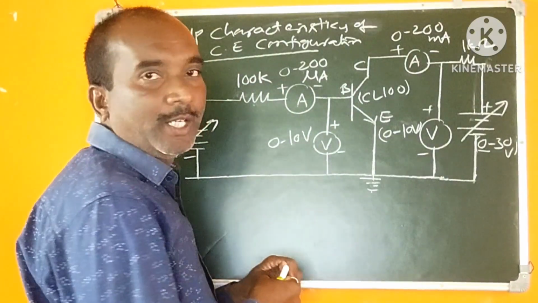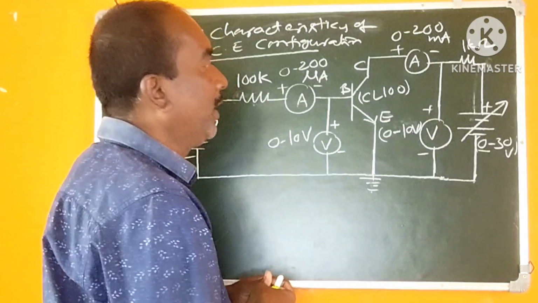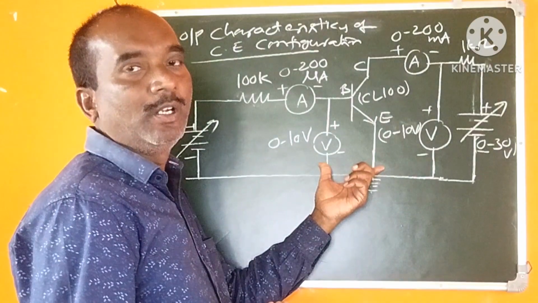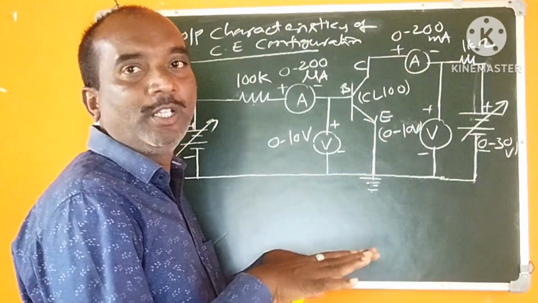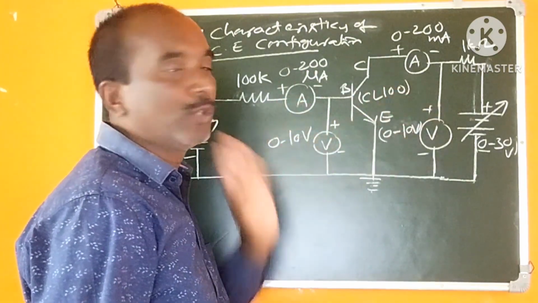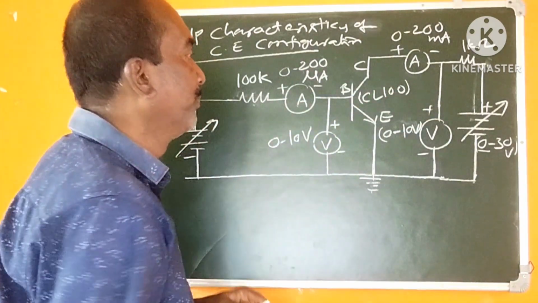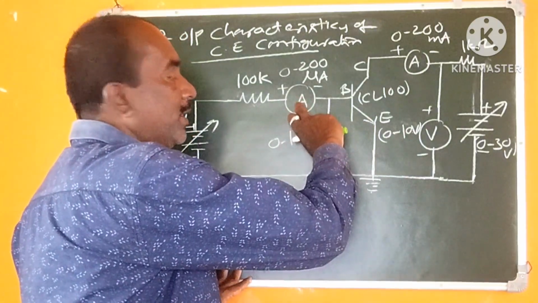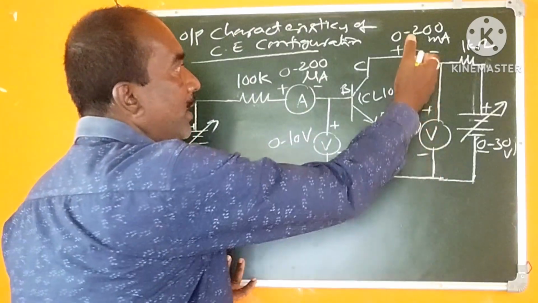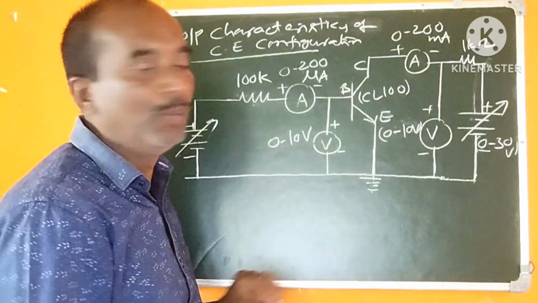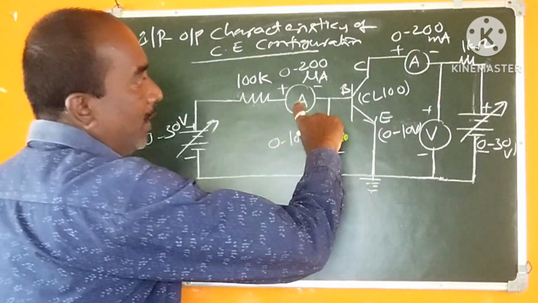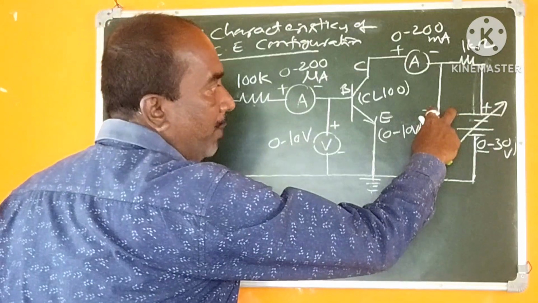So the input characteristics and output characteristics are to be determined using the circuit diagram as shown in the figure. These components are to be connected on the breadboard as represented: emitter, base, collector terminals with ammeter, voltmeter, power supply and resistors. The input characteristics and the output characteristics are both between current and voltage. To find the input characteristics of this CE configuration, the output voltage is to be maintained constant.